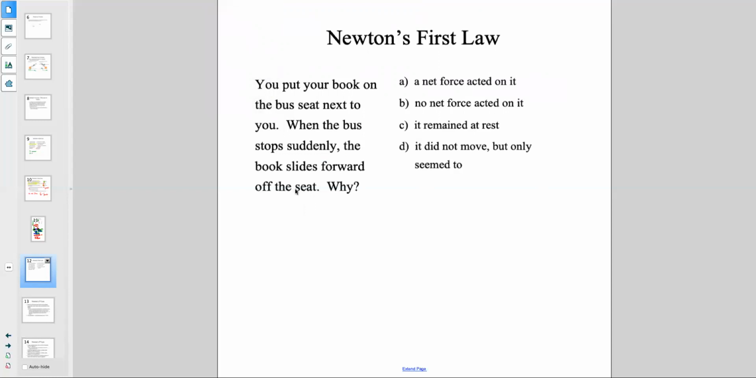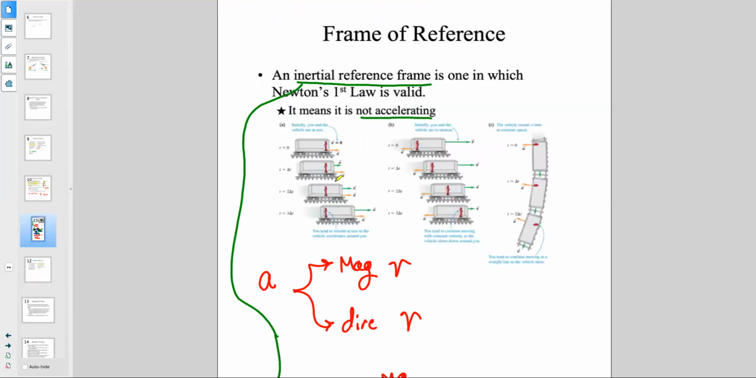So the bus was moving with a constant velocity. Now it's going to stop. So it's losing speed because of the acceleration. But the book is moving with the same velocity forward. So that's why there's no net force acting on this object. It's exactly the same as this. It is exactly the same as part B.